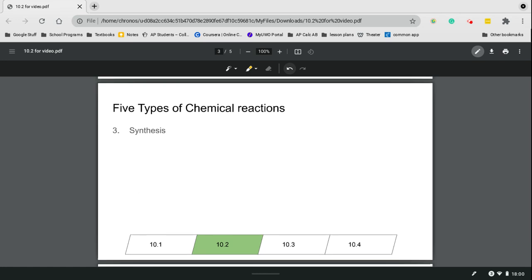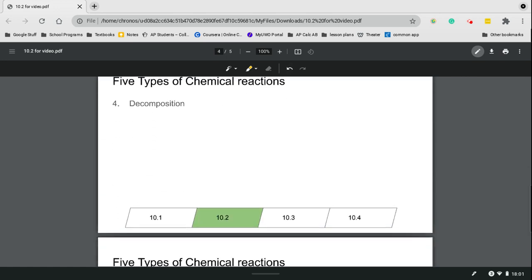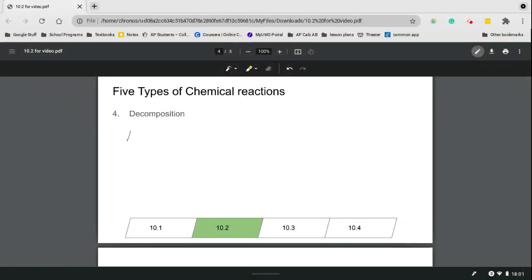Synthesis, you're taking 2 elements and creating a compound. So if you took magnesium plus oxygen, you're going to get 2 MgO. You took 2 things to make 1. And then decomposition is just the opposite. So you're taking a compound and then getting single elements out of it.